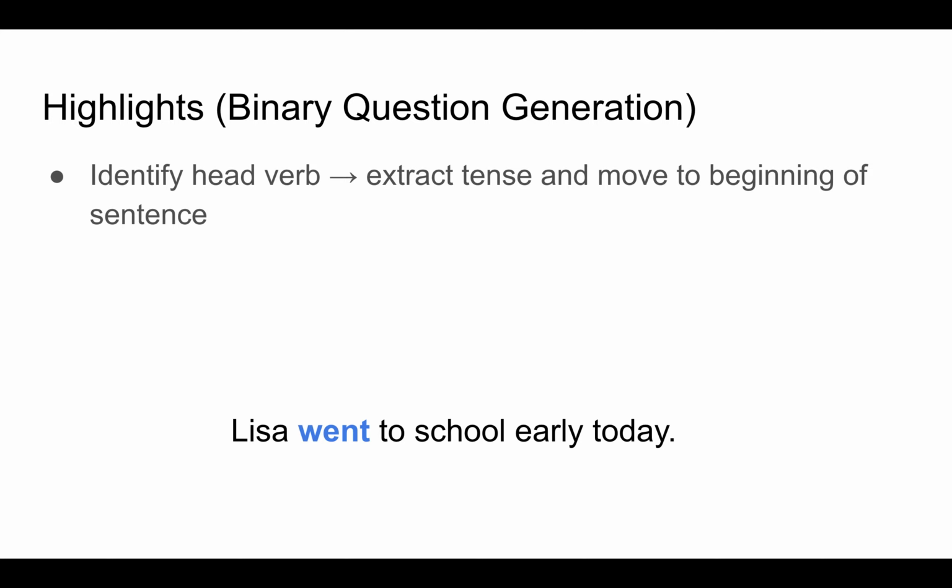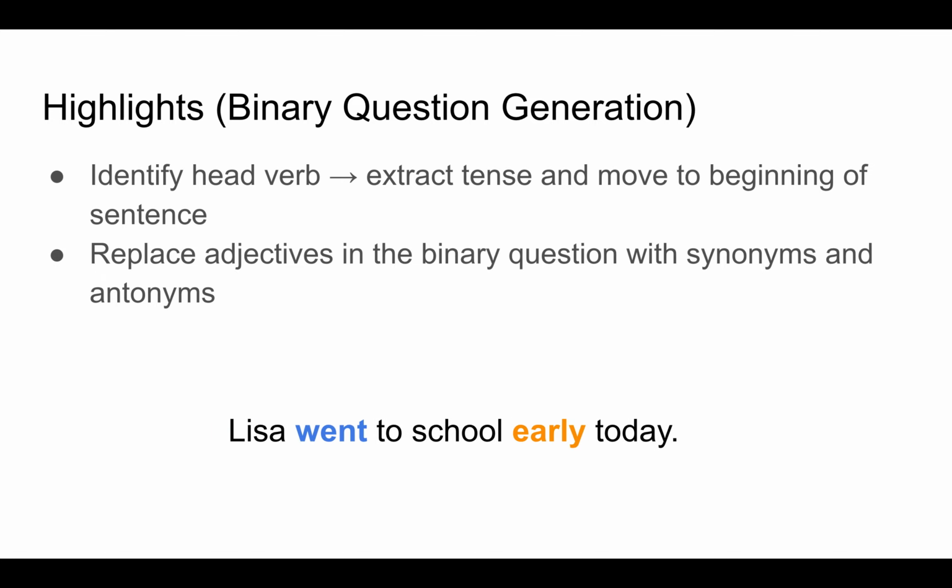So then I will go into more details of each part and some techniques that we use to improve the performance of our system. For the binary question generation part, we first identify the head verb of the sentence and extract the tense and move it to the beginning of the sentence. For example, in this case, we move the past tense to the beginning of the sentence.